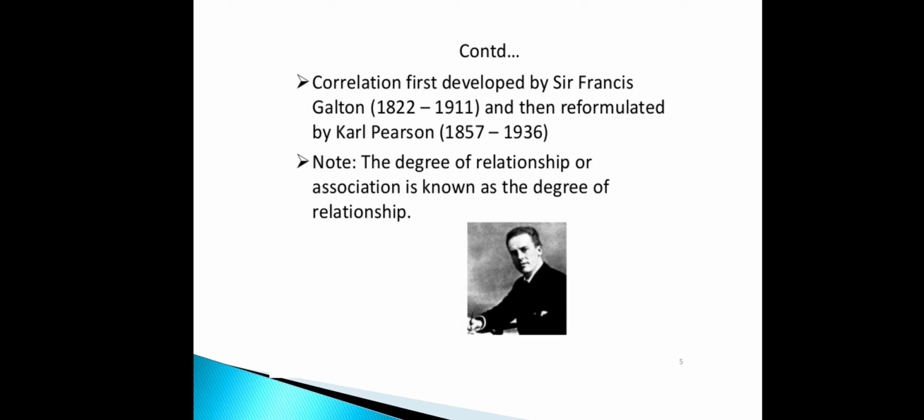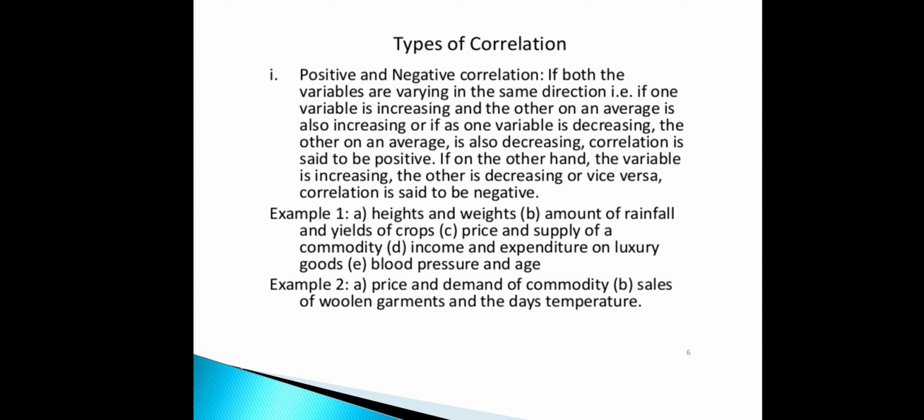Correlation was first developed by Sir Francis Galton (1822 to 1911) and then reformulated by Karl Pearson (1857 to 1936). Here, the standard method we are going to use is the one developed by Karl Pearson. Positive and negative correlation means what?